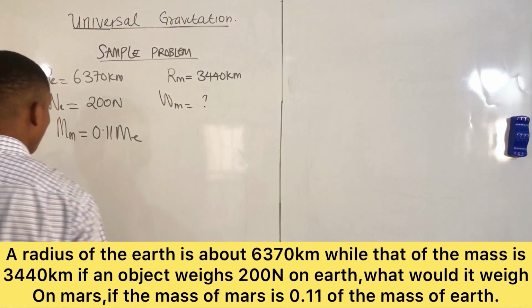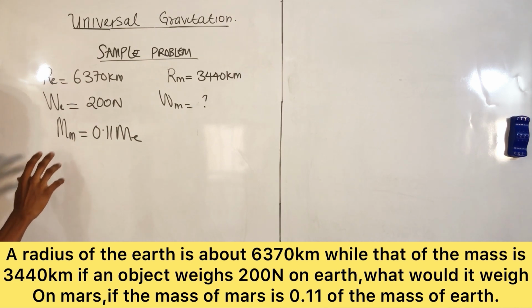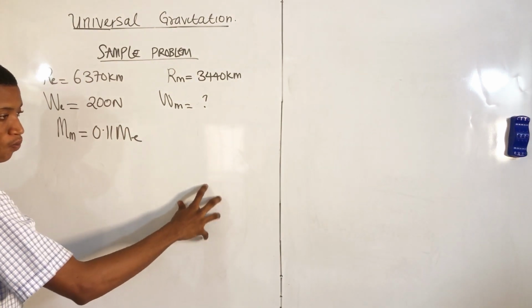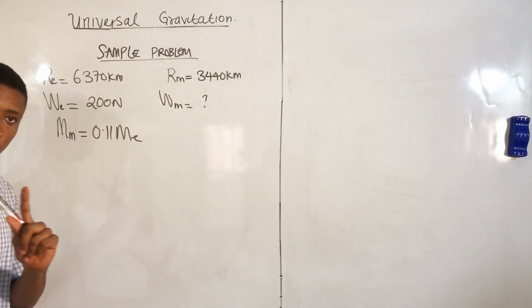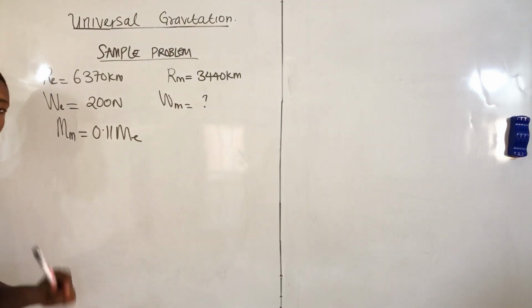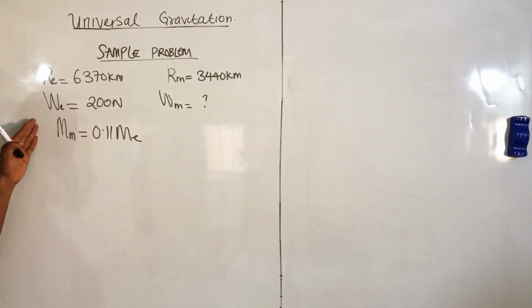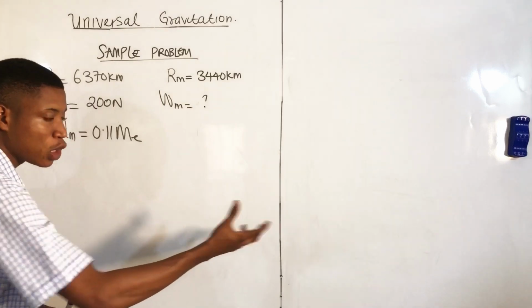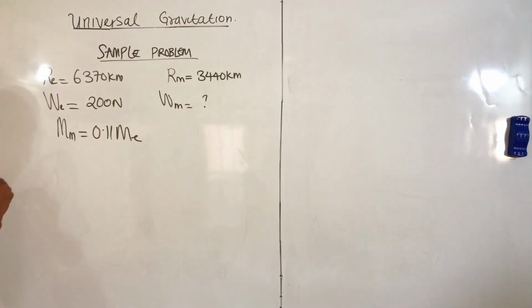But first of all, we are going to give you the force of attraction between that object and the planet Earth, and the force of attraction between that object and Mars. We will start solving this question. I want to give you the mathematical expression between the force of attraction of the object on Earth and the force of attraction of the object on Mars.